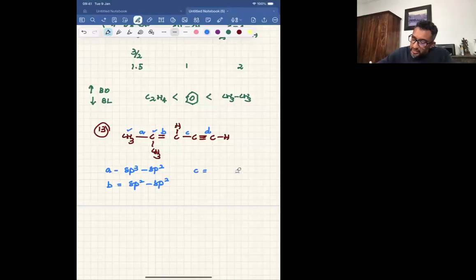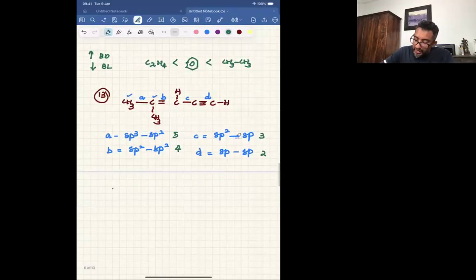C is sp2, and on the other side, sp hybridization. D is sp hybridization. So count the p. Count the p. 3, 2, 5 here. This is 4. This is 3. This is 2. Higher the number of p orbitals, greater the bond length. Right? So greater the bond length, A is the largest. Then comes B. Then comes C. D is the shortest.